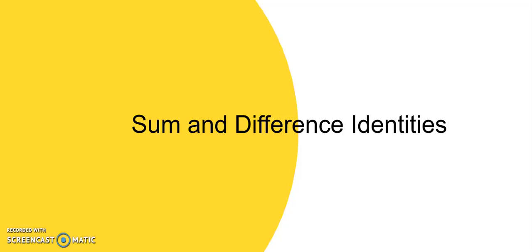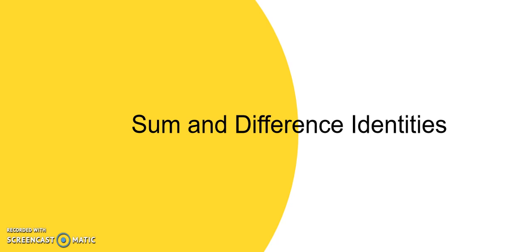Hey everybody. So we have finished verifying with our basic trig identities with the Pythagorean identities, the quotient identities, and the reciprocal identities. All right, so now to further our understanding, we're throwing in more identities here.